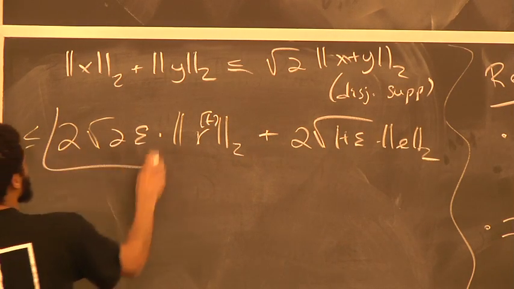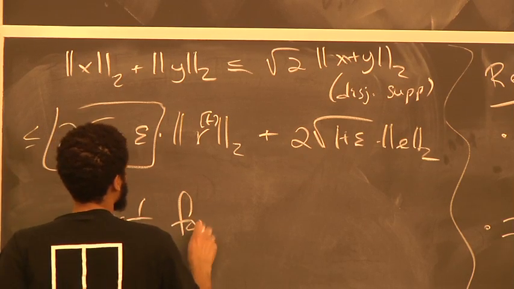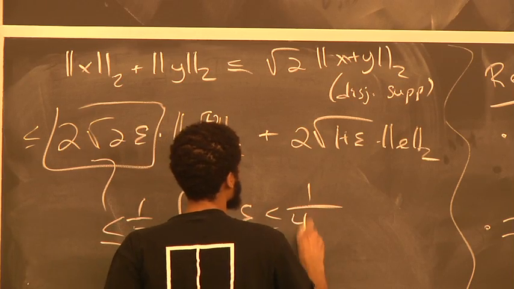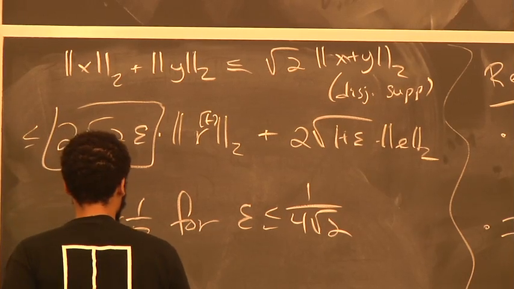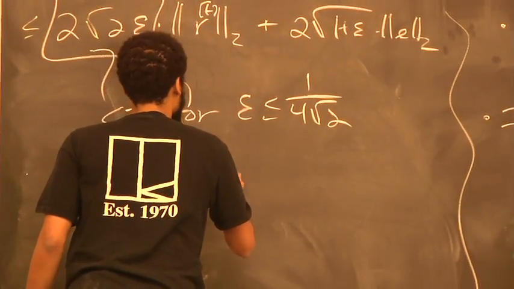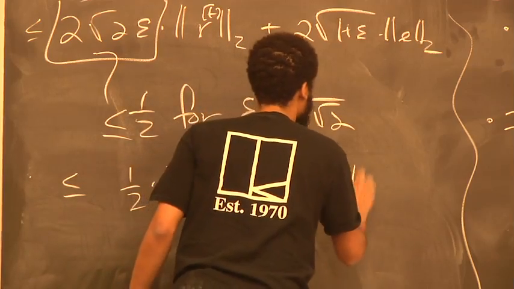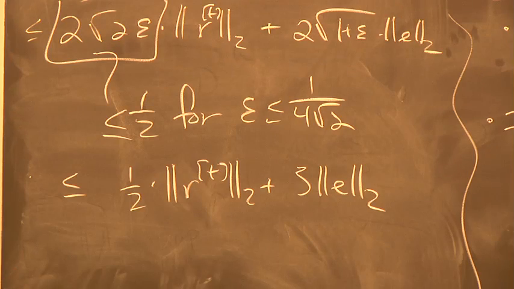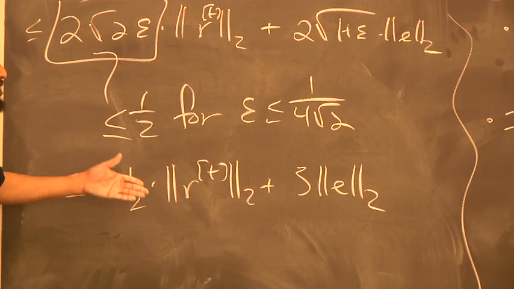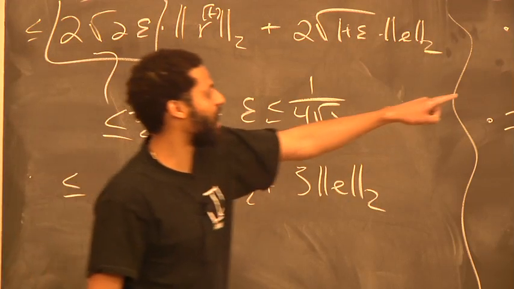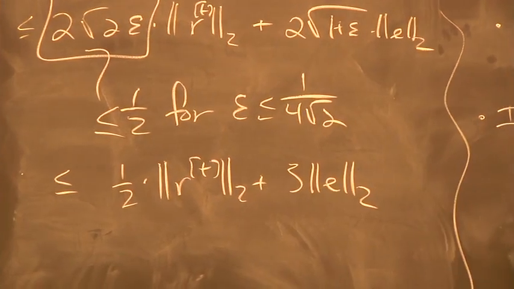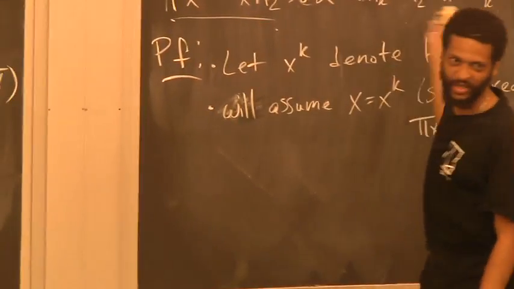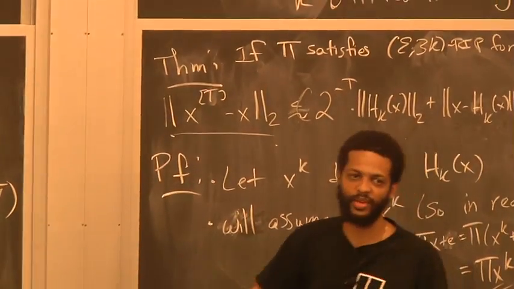And then this thing is less than a half for epsilon less than or equal to 1 over 4 root 2, which is why we got that. So this thing will be at most something like 1/2 times the previous thing plus something like 3 times the norm of E, if you plug in that value for epsilon. And now that you've established this, you can just use induction. Induction on t will imply that theorem. Remember, there's a less than twiddle here, meaning that there's a constant multiplying this whole thing. So if you choose that constant big enough, the induction will go through.